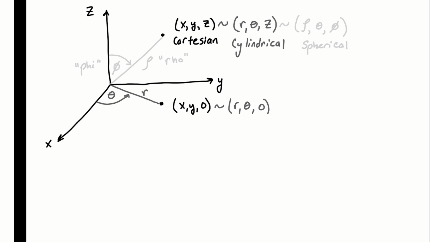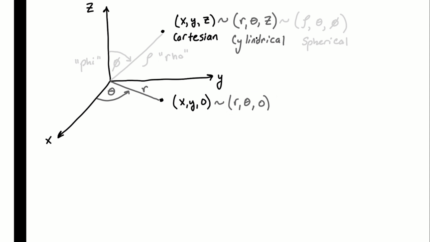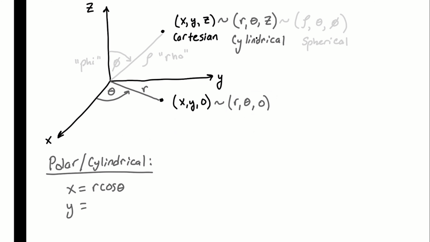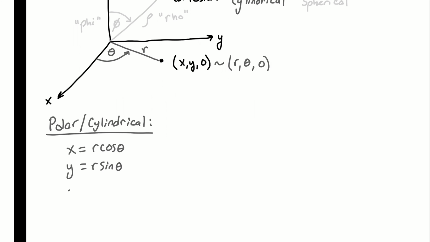Now we know in polar slash cylindrical, we know that we can convert very nicely. So polar slash cylindrical, we have the following conversion factors. We have x equals r cosine theta, y equals r sine theta. We also have that x squared plus y squared equals r squared.